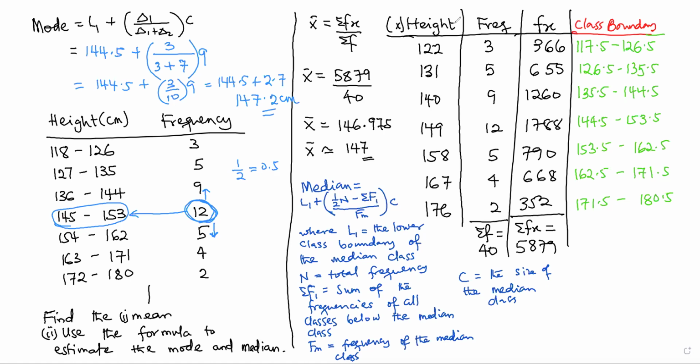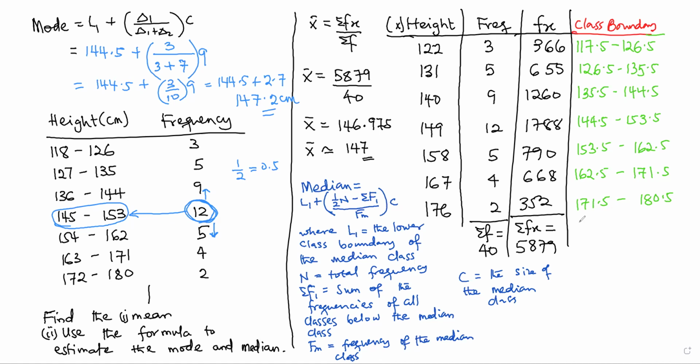This is the formula for the median. If you are to use the formula to estimate the median, this is the formula. So we have median equal to L1, okay, plus half capital N minus summation of F1 over FM times C. And your L1 is the lower class boundary of the median class. The N is the total frequency. The summation of F1 simply means the sum of all the frequency below the median class, okay? Then the FM is the frequency of the median class. Then the C is the size of the median class.